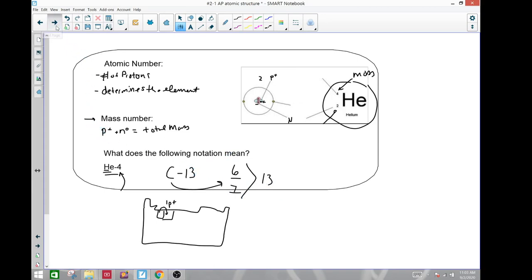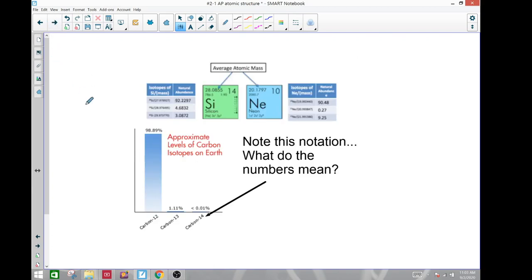All right, so moving along here. Again, carbon-12, carbon-13, carbon-14. So these are all different isotopes of carbon. So in this case, what do we have here? We have this thing called average atomic mass. Again, this one's not on your sheet, but let's add in a few notes as we move along. What's an isotope?